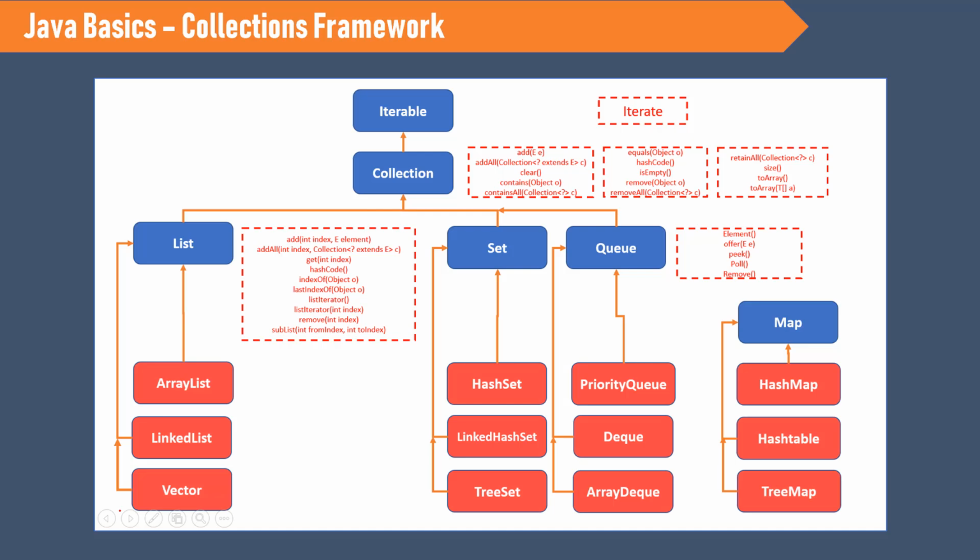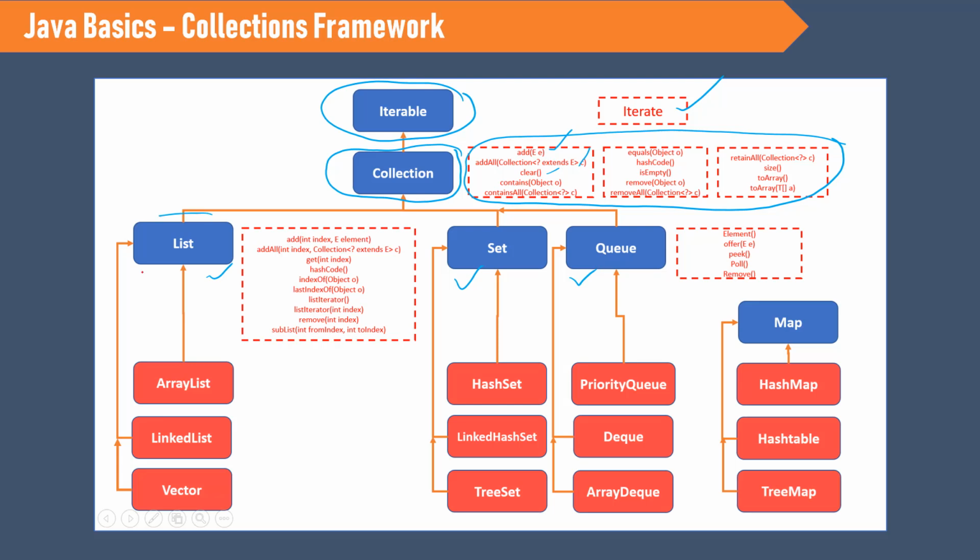So the first interface in a collections framework is the iterable interface. This iterable interface defines a method iterate, and then a collection interface is developed which has extended this iterable interface, and some more methods are defined like add all, clear, etc. So these are all the methods that were defined in this collection interface. And using the collection interface, some more interfaces are developed, and they are list interface, set interface and queue interface.